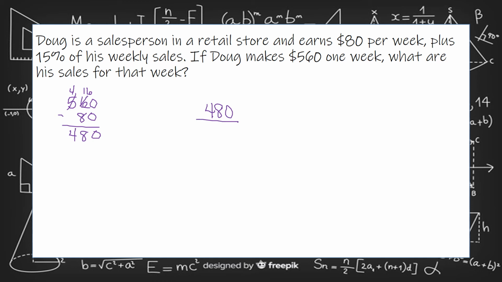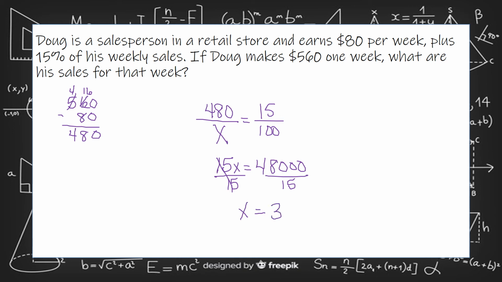That $480 was part of his sales. That was 15% out of 100 is 480 out of something. Because remember, he only makes 15% and he made 480. So we're going to cross multiply. 15 times x is 15x. 480 times 100 is 48,000. The 15 is being multiplied by x, so we're going to divide both sides by 15. So 48,000 divided by 15. His sales were.